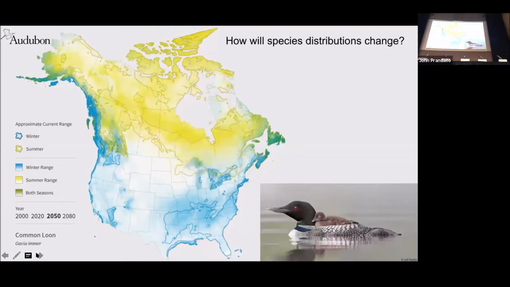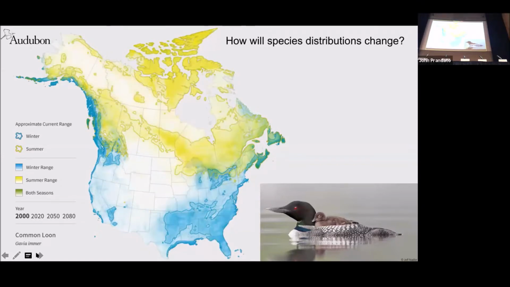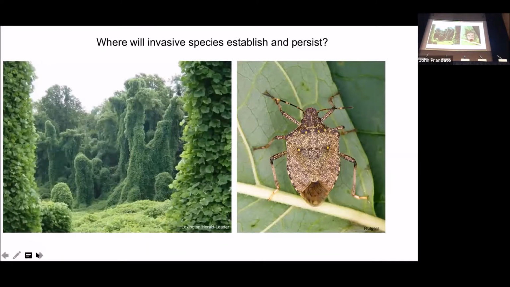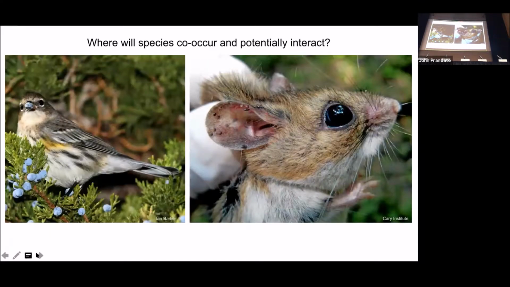We want to know about that for a few reasons. One is we want to understand how species distributions, like this common loon, are changing. We want to know where invasive species, like this kudzu or brown marmorated stink bug, will establish and persist. And we want to know where associated species, like those connected by trophic dynamics or pests and pathogens and their hosts, will co-occur and potentially interact in the future.